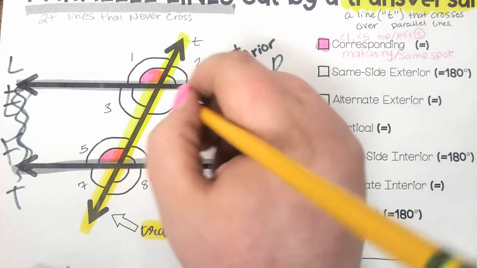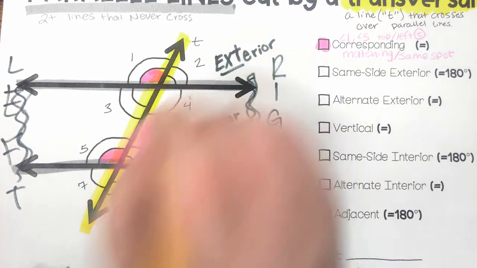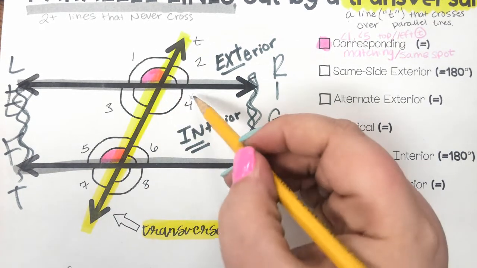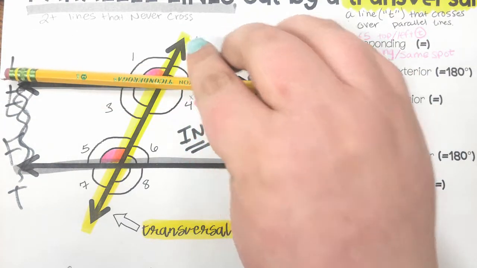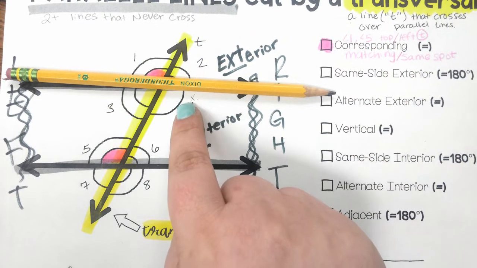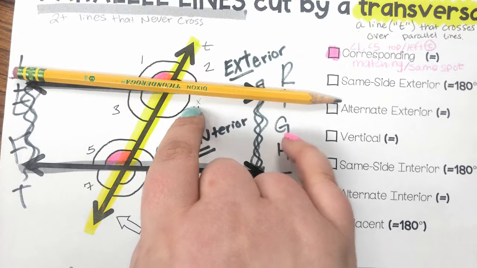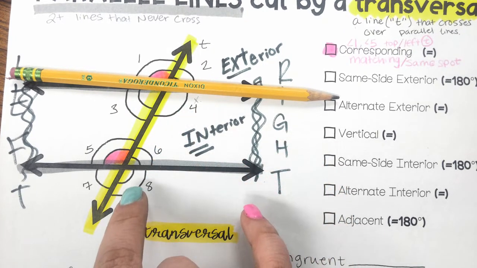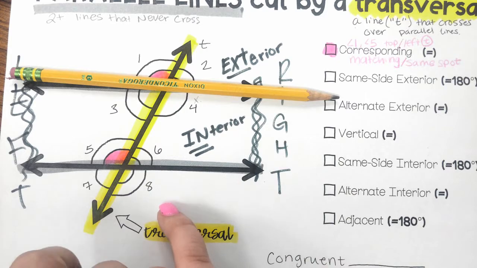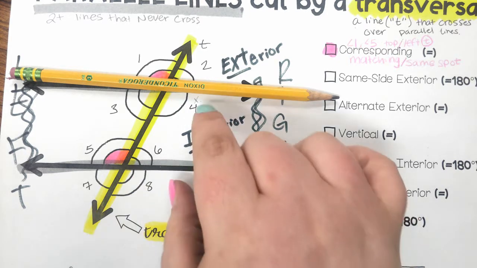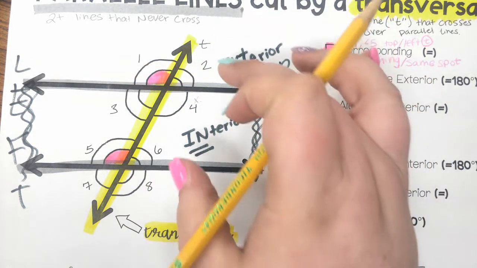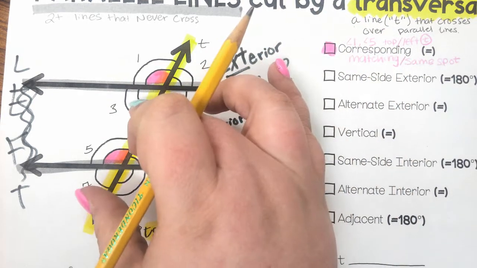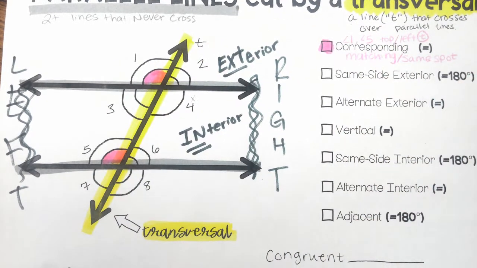If I talked about angle 4, angle 4 from the top line is on the bottom of the parallel line and the right side of the transversal. Matching that from the other parallel line, bottom and on the right, is angle 8. So 4 and 8 are corresponding. You can see 2 and 6 are corresponding, 3 and 7 are corresponding.